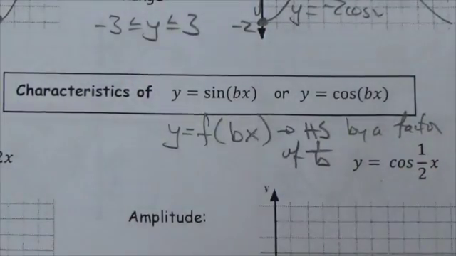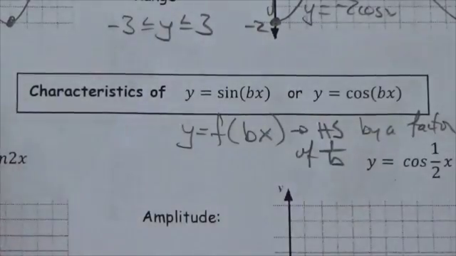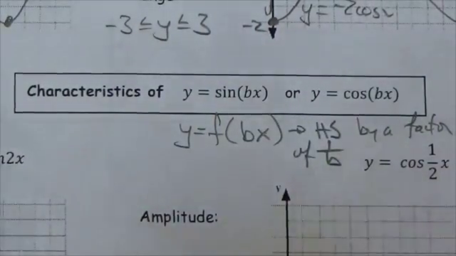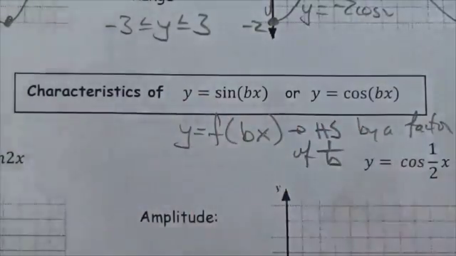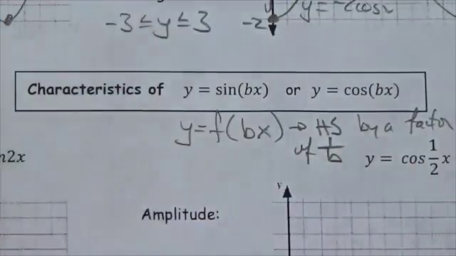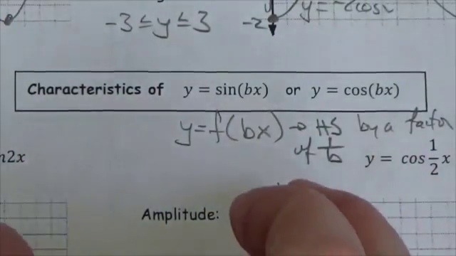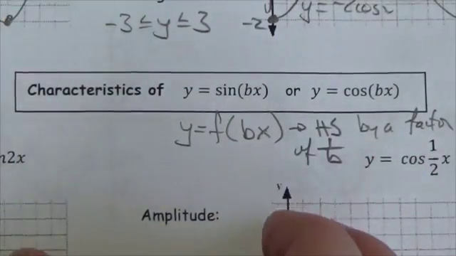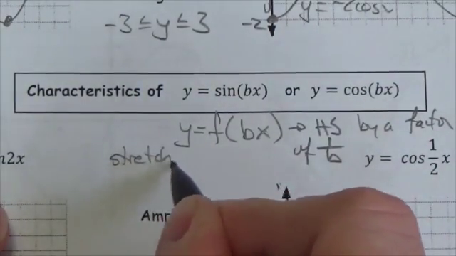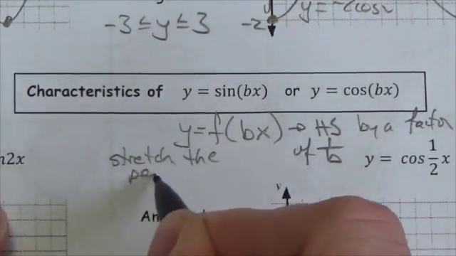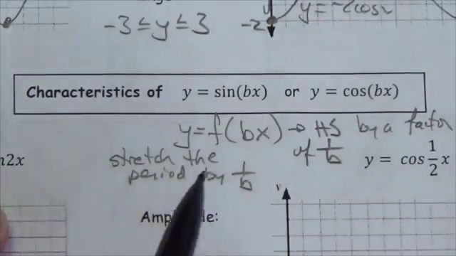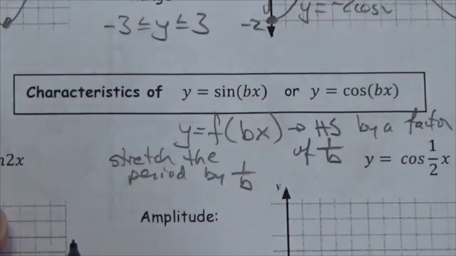Now let's think about what's going on. Sine and cosine both have these infinite domains. So horizontally stretching these things isn't going to change the domain, but there is a characteristic of these two functions that is defined along the domain, and that's the period. So really what this means is we're going to stretch the period by 1 over b. That's really what's going on here.